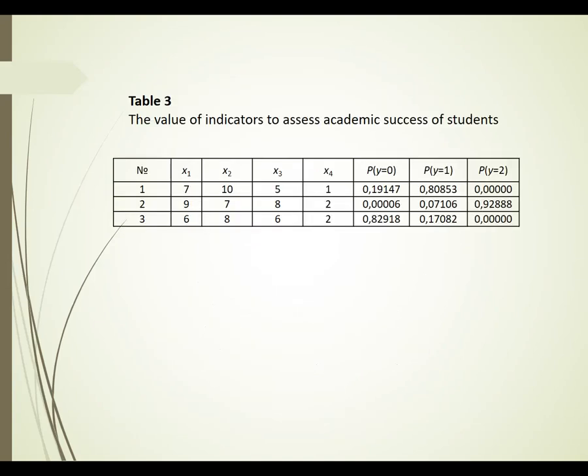Now let's evaluate academic success of students through the developed regression model of academic success of students. Information for assessing academic success of students is presented in Table 3. In the first case, we are likely to receive the grade of satisfactory. In the second case, we are expecting to receive the grade of good. It is only in the latter case that getting the grade of unsatisfactory would be most likely.